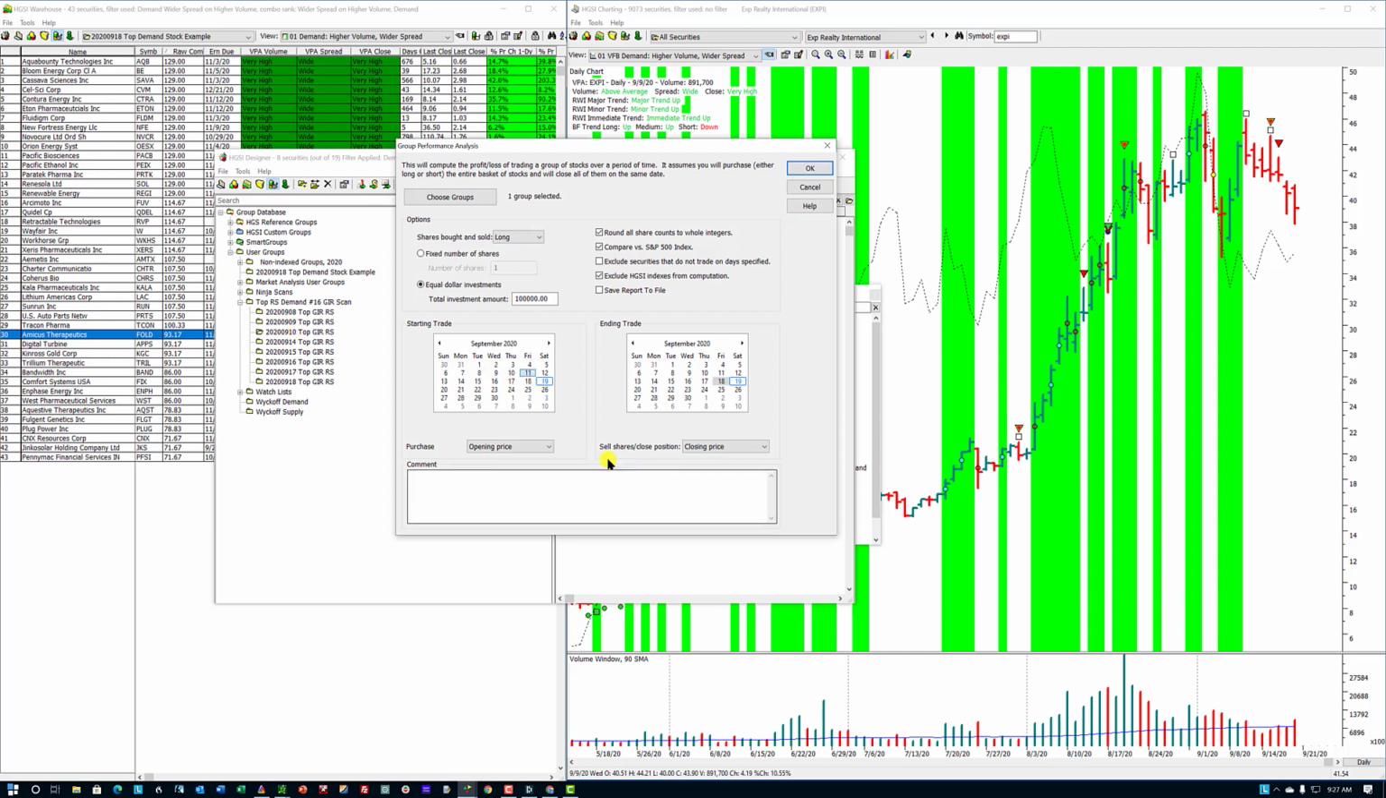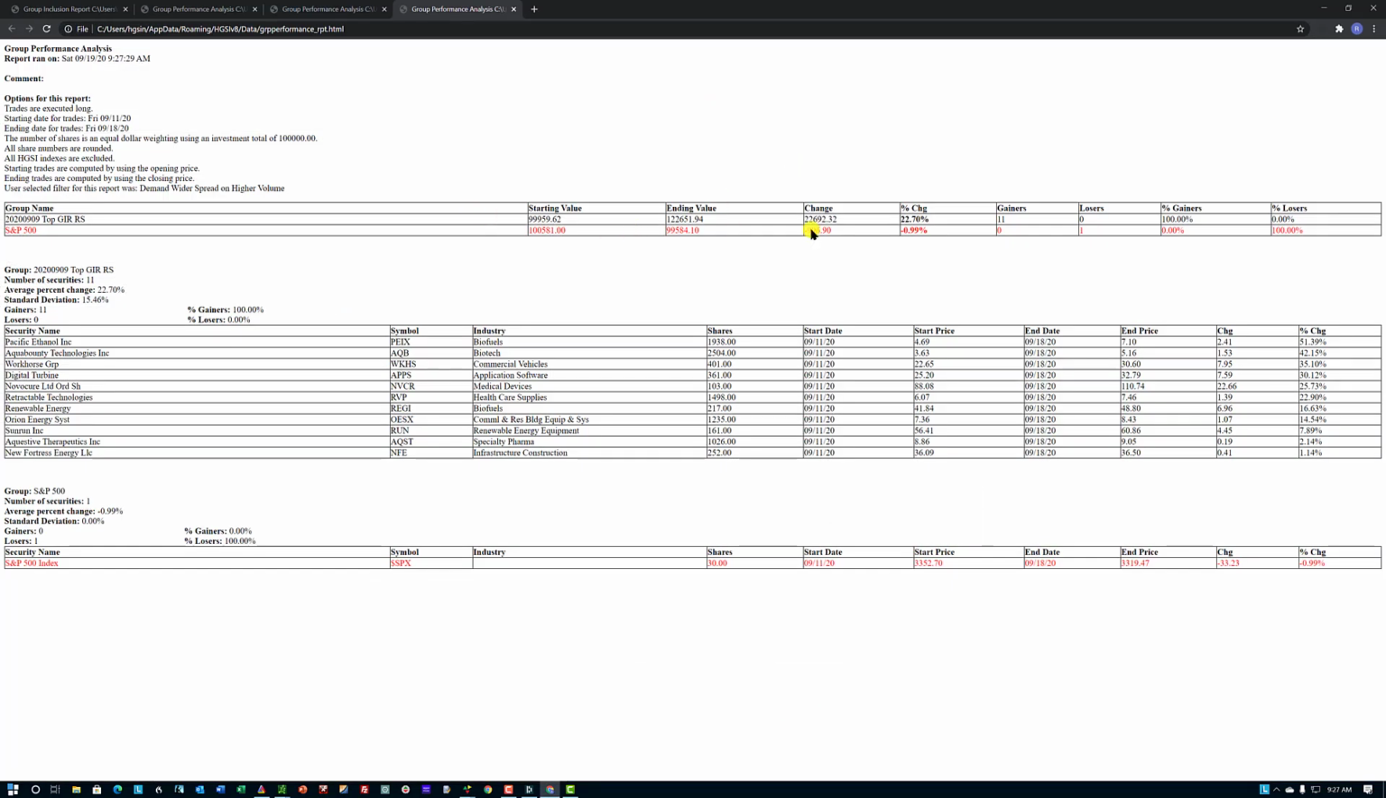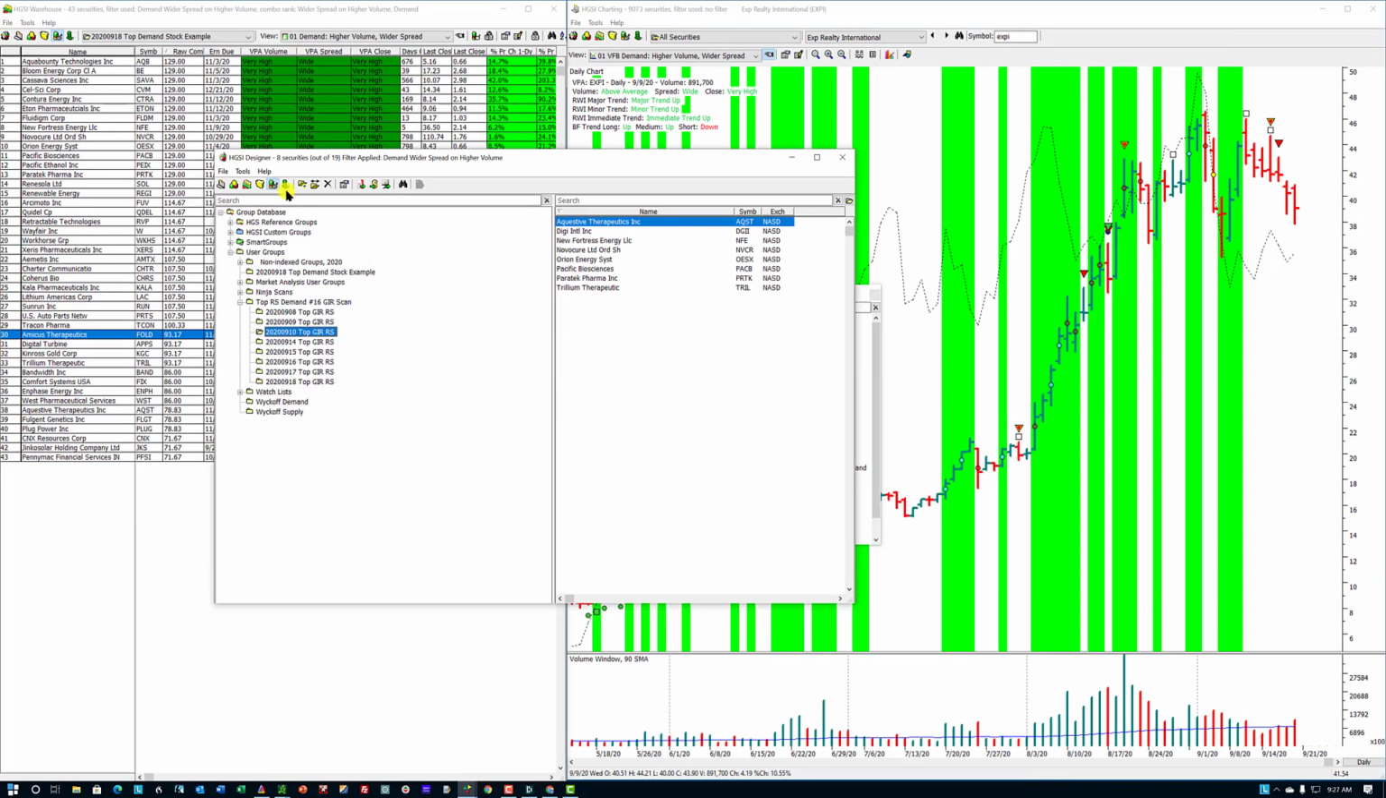So this is the 10th this time, open on the Friday through yesterday. Let's see how this group did. And wow, did I do that? No, I didn't do that right. I've got a filter on. Make sure you don't have the filter on. But these are all the stocks that came up on the 10th. Not very many of them.